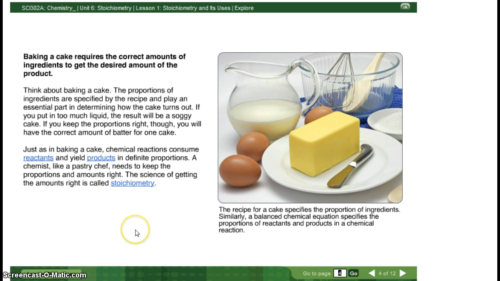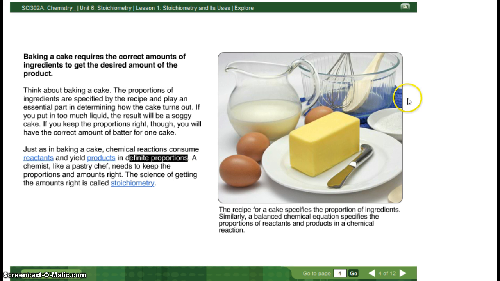All right. Baking a cake requires the correct amounts of ingredients to get the desired amount of product. Think about baking a cake. The proportions of ingredients are specified by the recipe and play an essential part in determining how the cake turns out. If you put in too much liquid, the result will be a soggy cake. If you keep the proportions right, though, you will have the correct amount of batter for one cake. Just as in baking a cake, chemical reactions consume reactants and yield products in definite proportions. Definite proportions just meaning that in the correct amount.